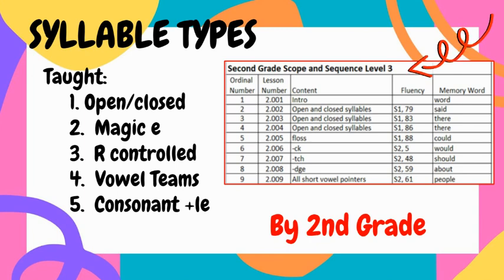So, again, there are several different syllable types and rules that are going to help our scholars to be better able to encounter new words as they're reading. The first, and these are the ones that will be taught, will include the open and closed syllable type. The second is the magic E. The third is the R controlled syllable type. The fourth is the vowel teams. And the fifth are consonant plus the LE syllable type. And so let's begin.